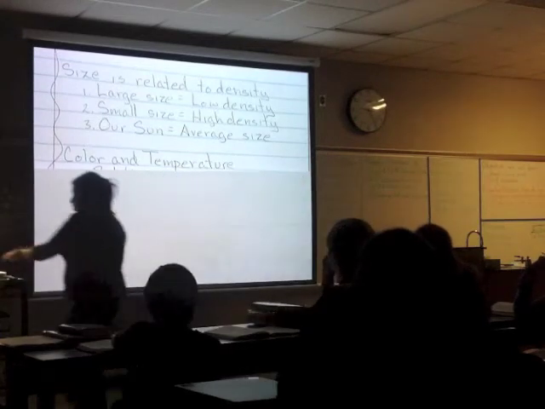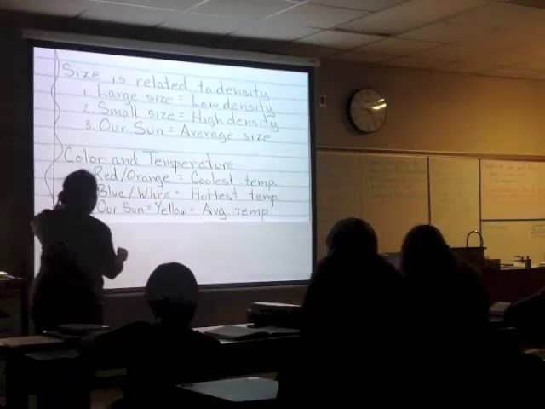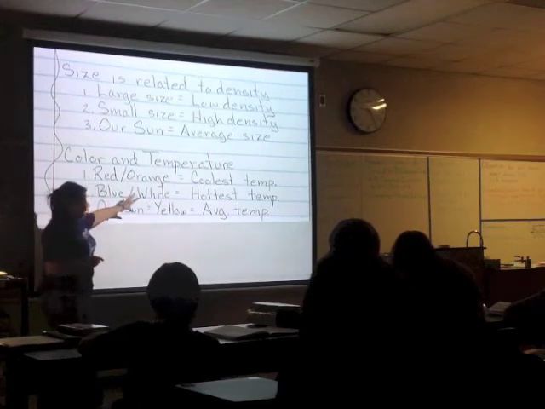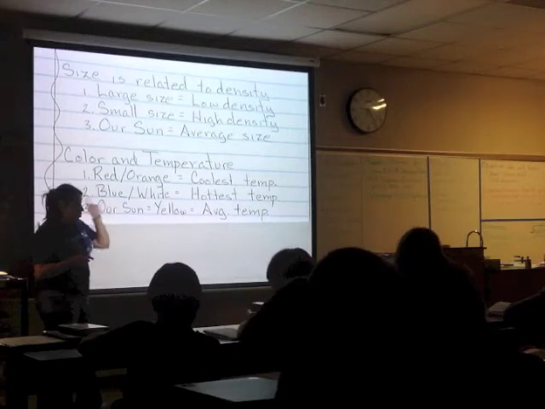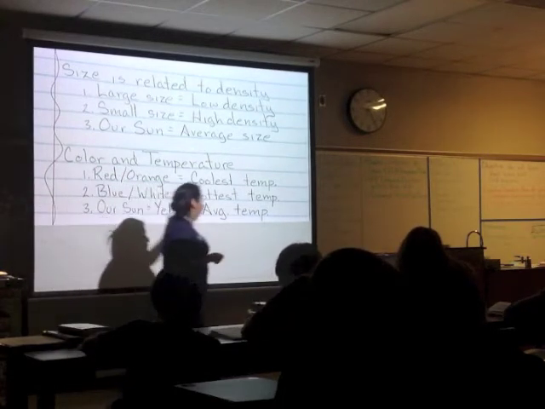Now it's still hot compared to us and things like that, but it's the coolest one. So when we look at colors and temperature, red and orange are our coolest temperature stars. Blue and white are our hottest temperature stars. Okay? That's important. You need to make sure you remember. So red and orange, coolest temperature. Blue and white, hottest temperature.